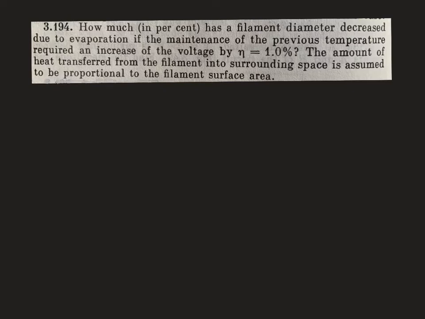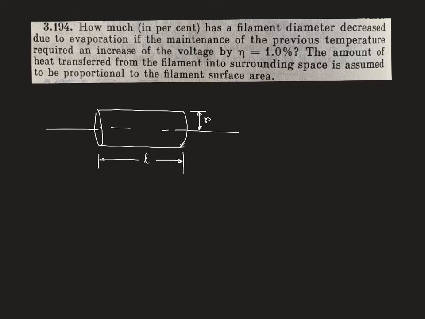So let's draw the filament. This is a filament, and here say we call the radius of the filament R, and obviously the length will be constant, L. Suppose this is a voltage source V, and rho be the resistivity of the material of the filament.